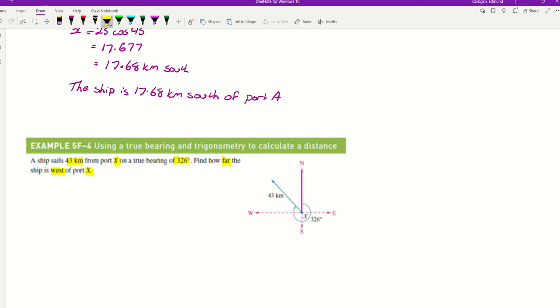Now again, they've given me a diagram. What I'm going to have to do now is make sure it's in a form that I can use. So let's have a look. We have got 326 degrees around there. I'm looking for how far this ship is west. So what I'm looking for, if I finish my triangle, I'm after this distance here. So I'm going to label that X.